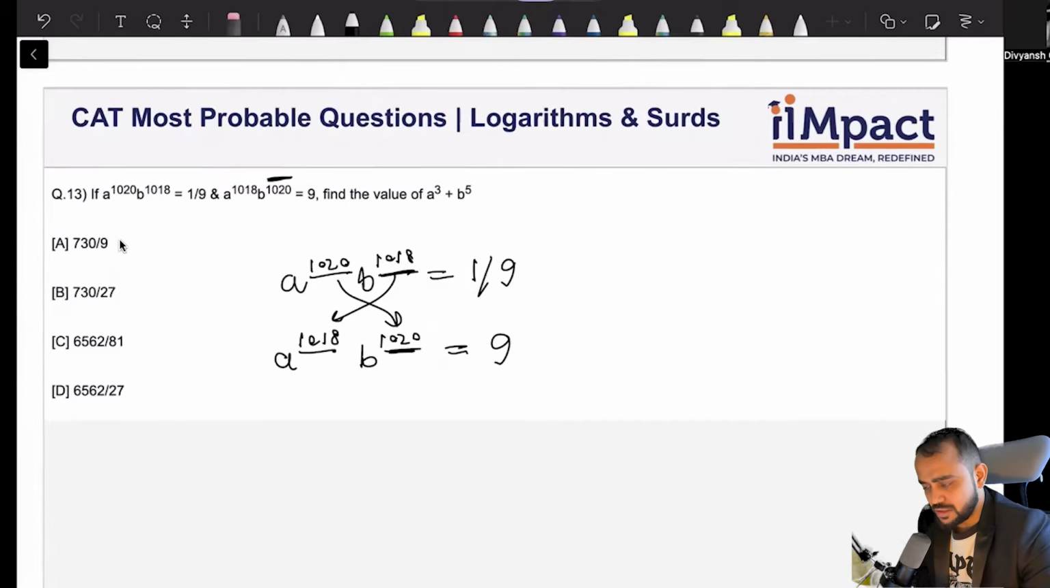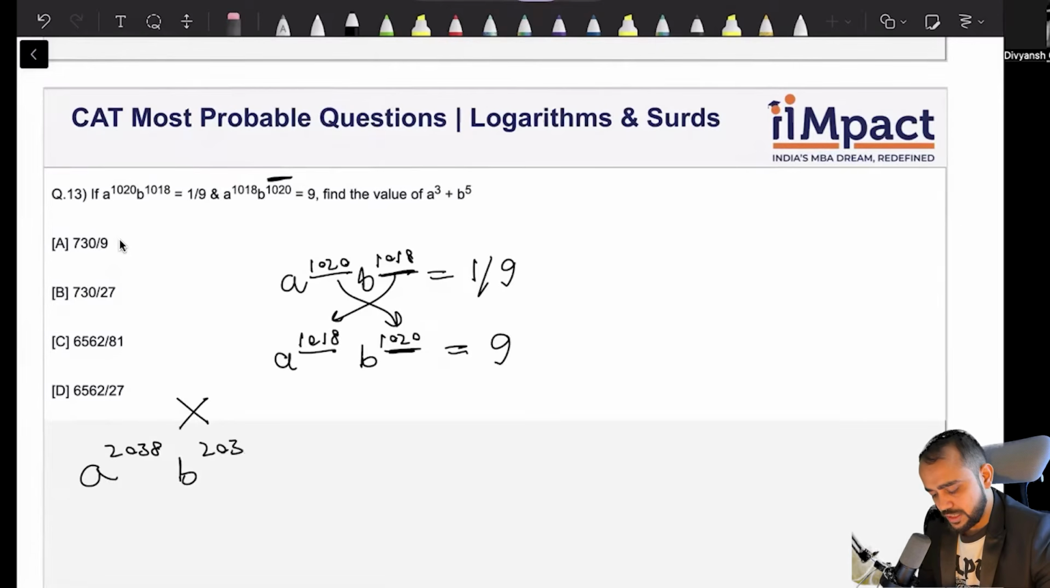So let's do this. Let us first multiply these two equations. If I multiply these two equations, I'll get A to the power 2038 into b to the power 2038. 2038 is 1018 plus 1020, and similarly this is 1020 plus 1018. This is equal to 1 by 9 into 9, which is 1. So doesn't matter what the power is, I am getting AB is equal to 1.